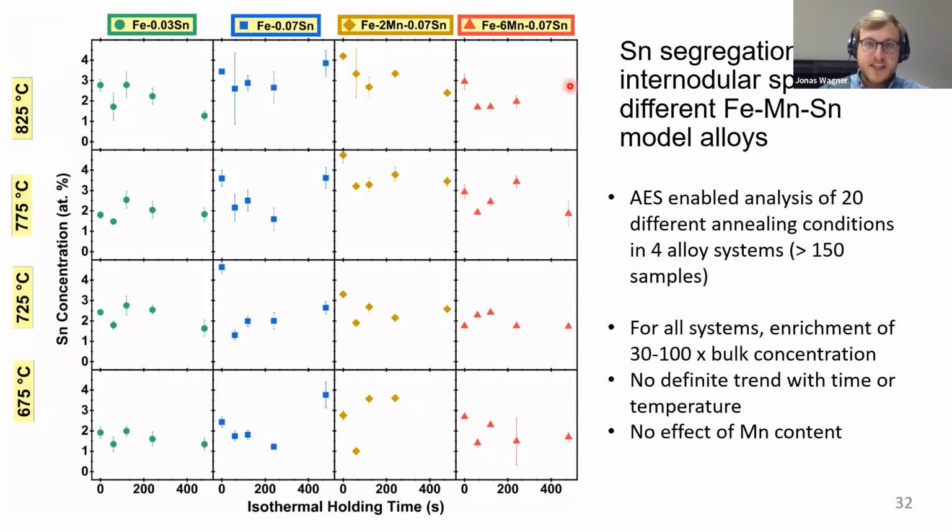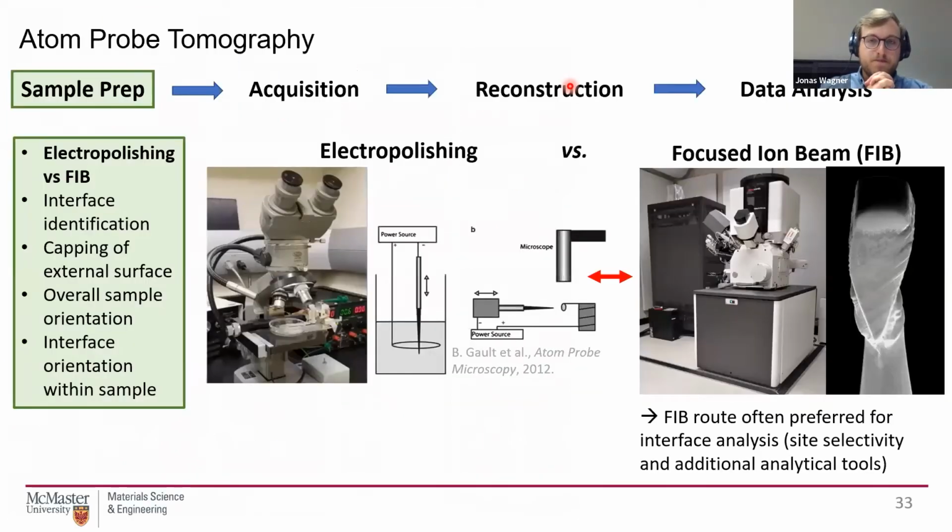Now talking about atom probe tomography. This section is structured along our atom probe tomography workflow. It starts with sample prep, acquisition in the instrument itself, the data reconstruction, and then finally the analysis of our reconstructed data set. I will spend most time talking about the sample prep. As I said before, the sample is our lens, so this is really crucial, especially when we talk about interfaces.